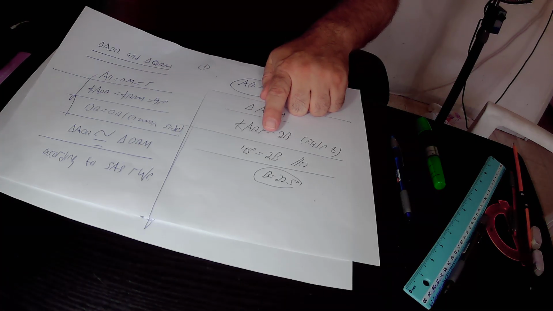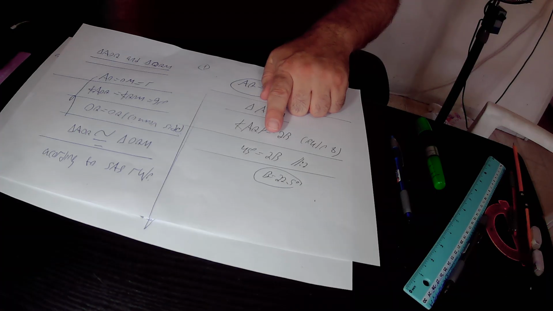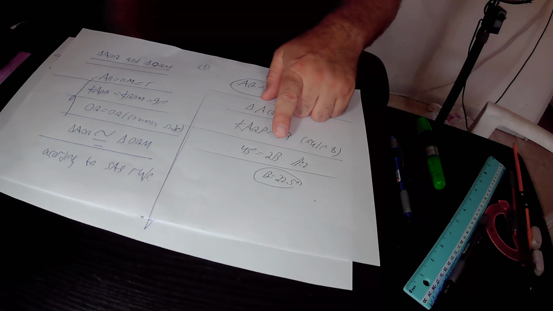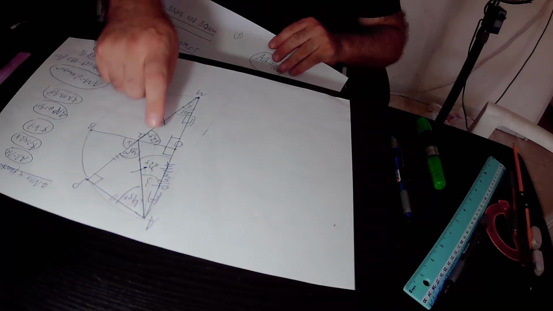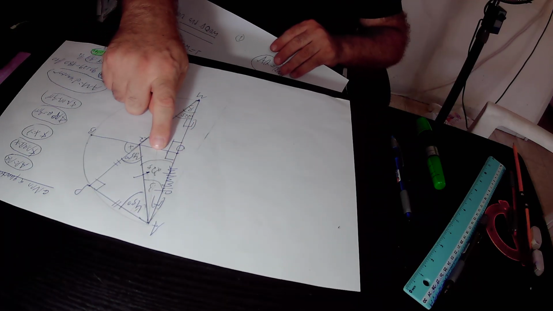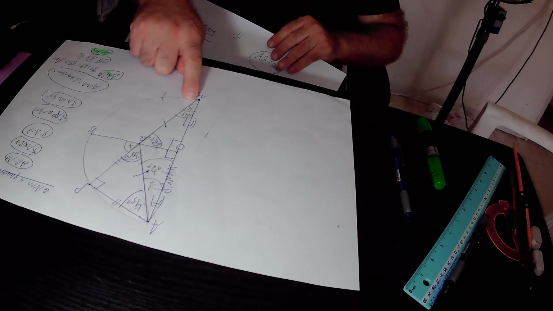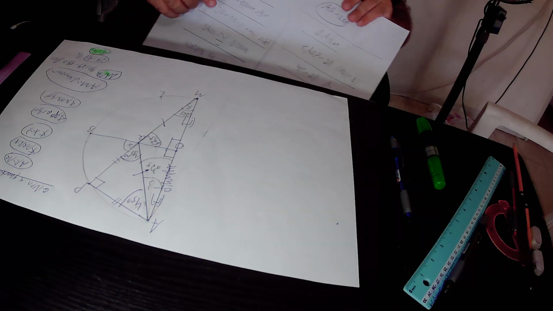Here we divided this equation by 2 and finally found out that the size of angle beta is 22.5 degrees. This is angle beta that equals 22.5 degrees in size. This is also angle beta that equals 22.5 degrees in its size.